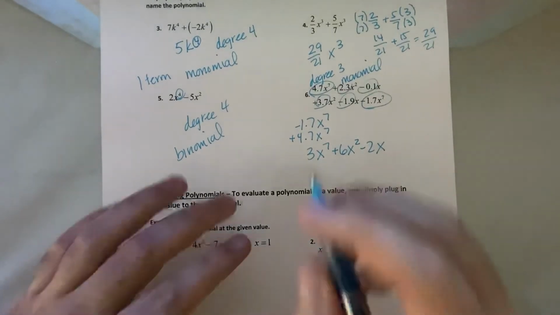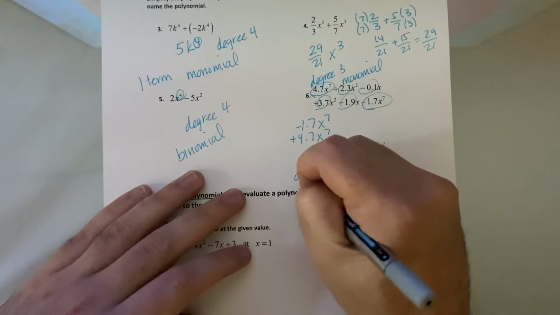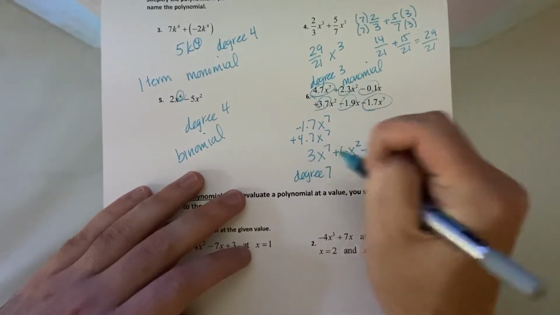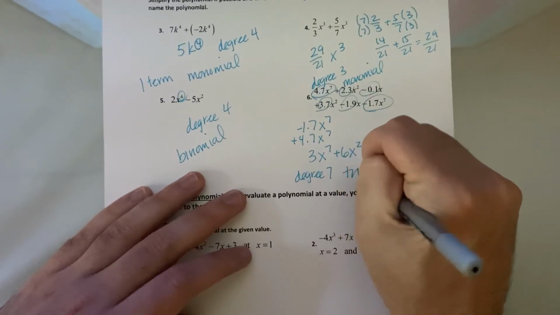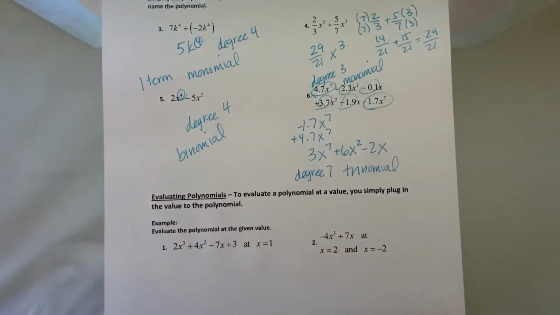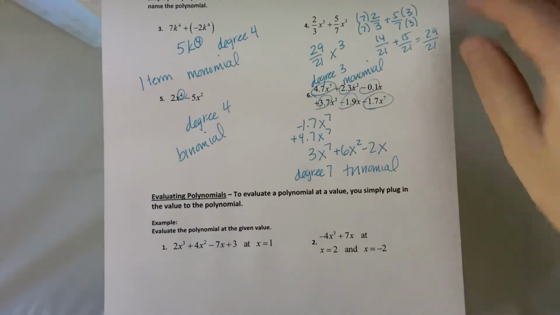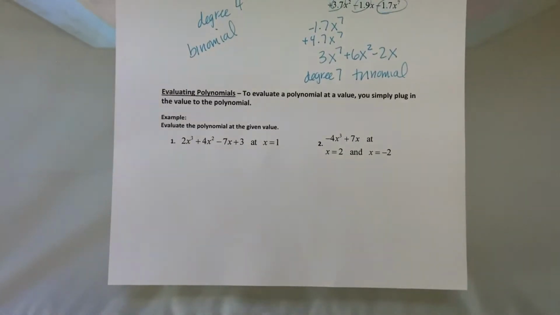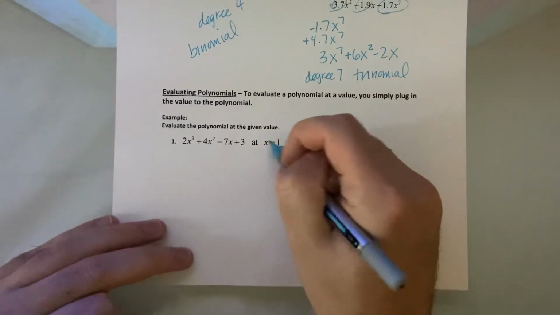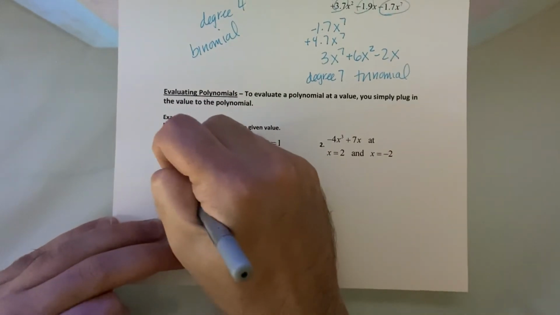When all is said and done, what's the largest exponent you see? It's degree 7. How many terms? 3. So this is a trinomial. Now also we should be able to evaluate polynomials. All it really means is plugging in the number they're given. Evaluate 2x cubed plus 4x squared minus 7x plus 3 at x equals 1. So we're replacing x with 1 for all of these.